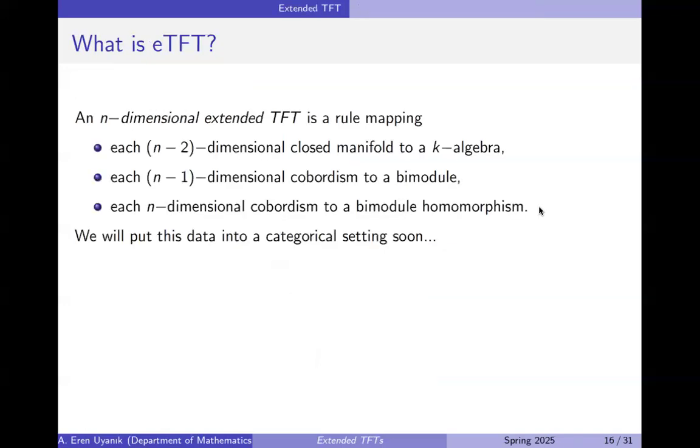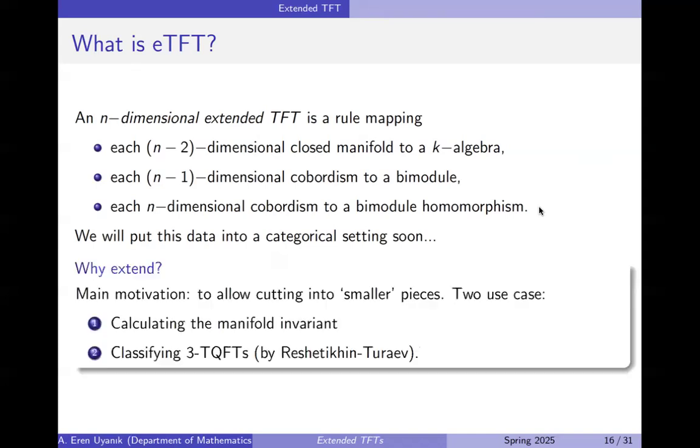Now we move to the main part, extended topological field theories. Again, it's an assignment. What does it do? It assigns to n-2 dimensional closed manifolds a K-algebra, to n-1 dimensional cobordisms a bimodule between K-algebras, and to n-dimensional cobordisms between cobordisms a bimodule homomorphism. In a few slides, I will restate it and put this into a categorical setting. It will be a bicategory.